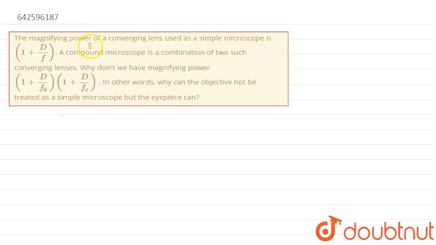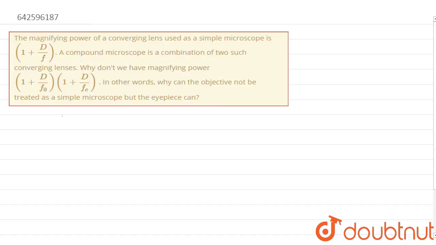This is the question of the day, and the question says that the magnifying power of a converging lens used as a simple microscope is 1 + D/f. A compound microscope is a combination of two such converging lenses. Why don't we have magnifying power as (1 + D/fo) × (1 + D/fe)? In other words, why can the objective not be treated as a simple microscope but the eyepiece can?